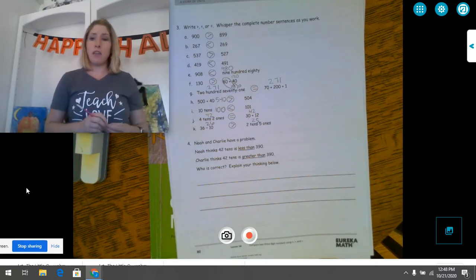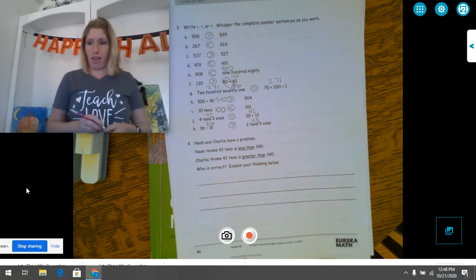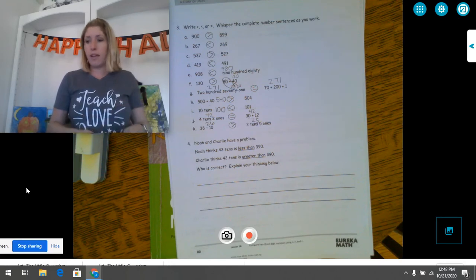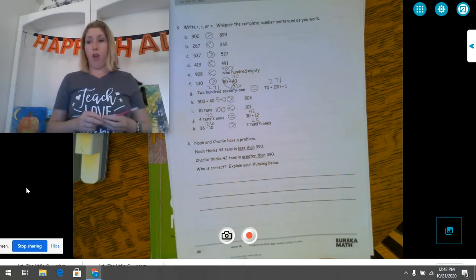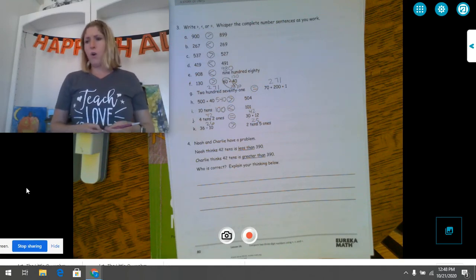Let's read that one out loud together. 36 subtract 10 is greater than 2 tens, 5 ones. Okay, and all we have left now is number 4. It says Noah and Charlie have a problem. Noah thinks 42 tens is less than 390. Who's correct? Explain your thinking below.